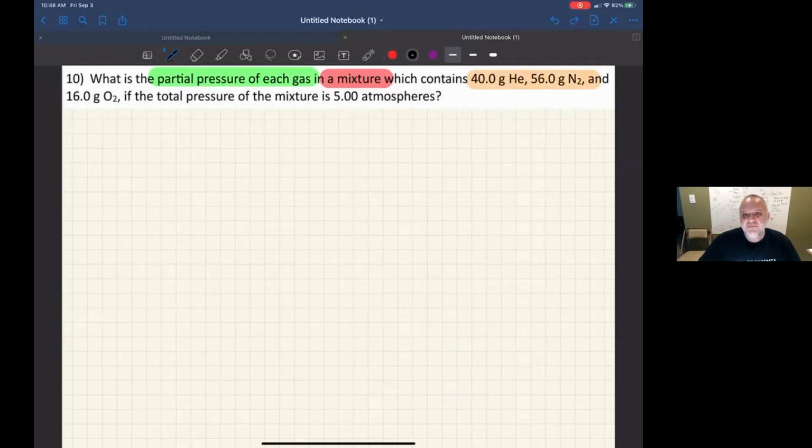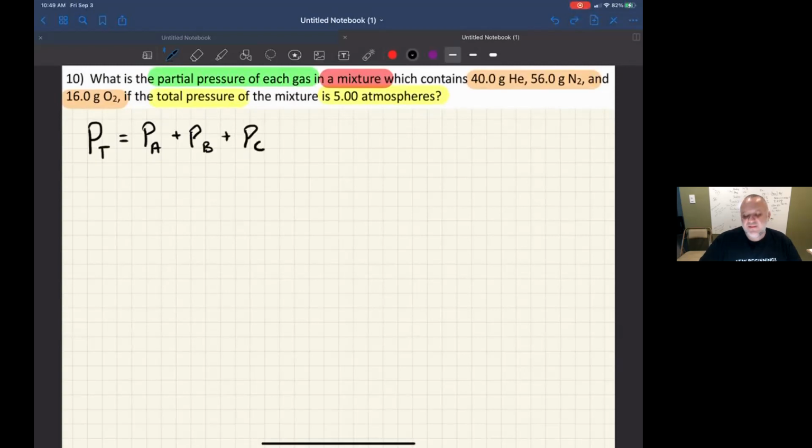Well, I've got 40 grams of helium, 56 grams of nitrogen, and I've got 16 grams of oxygen. And the total pressure of the mixture is 5 atmospheres. So I'm not going to need to use this particular equation, but let's go ahead and write down Dalton's law of partial pressures. Dalton's law of partial pressures says that the total pressure of an ideal gas system equals the partial pressures of each component.